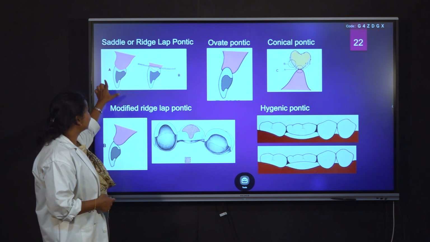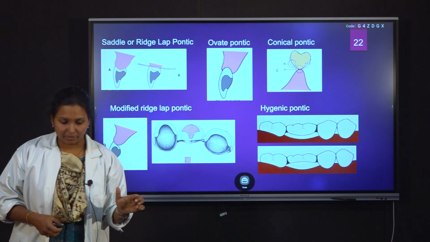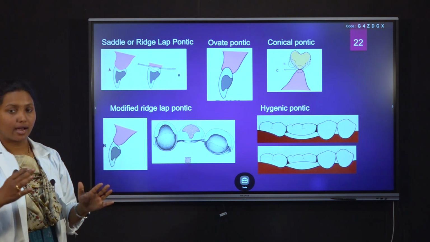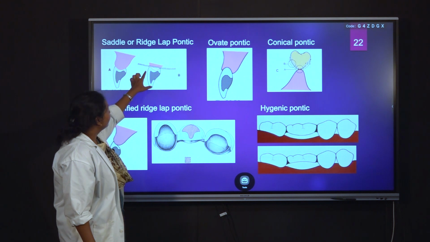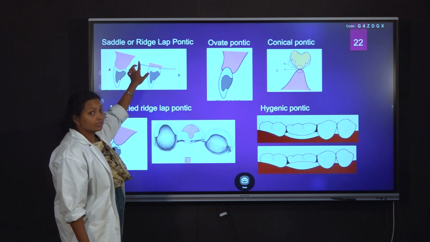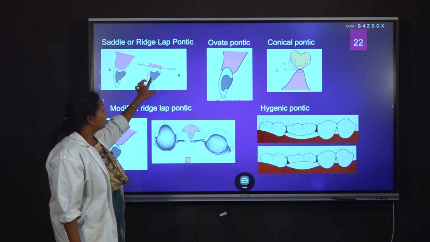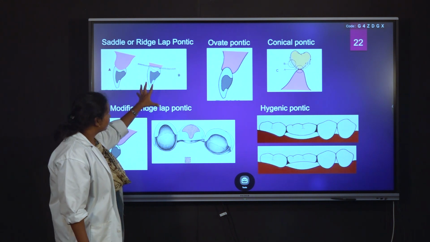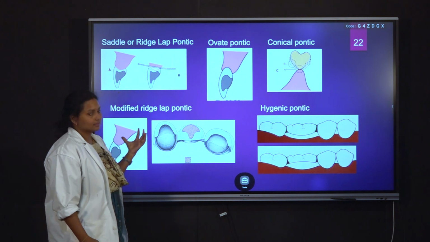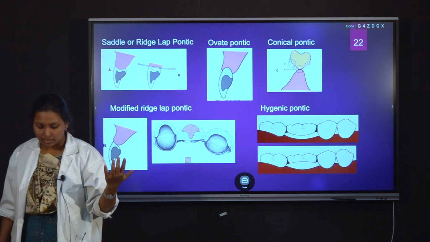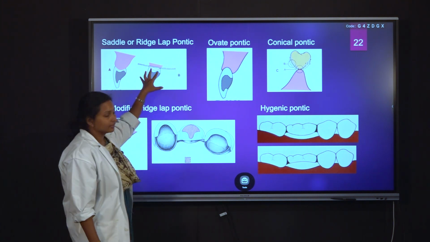The first thing is saddle Pontic or ridge lap Pontic. Saddle Pontic is nothing but, as you have seen a saddle on a horse, it is like the shape of a saddle, which will be having contact on the buccal and lingual surface, and in the middle there is no contact. Initially when this Pontic was given, they thought that it is aesthetic and easy to cleanse, but later on what happens is there is food accumulation happening in this Pontic.